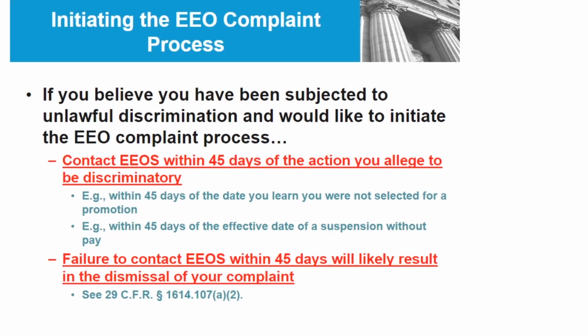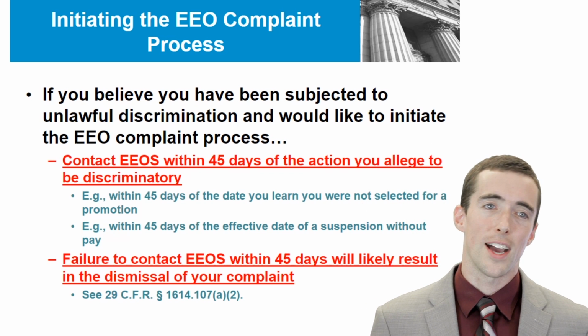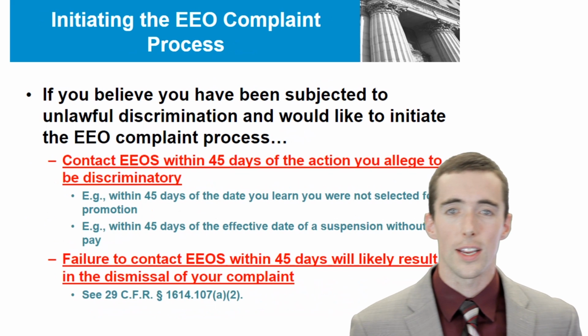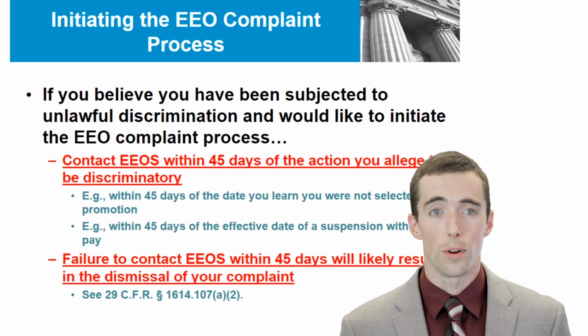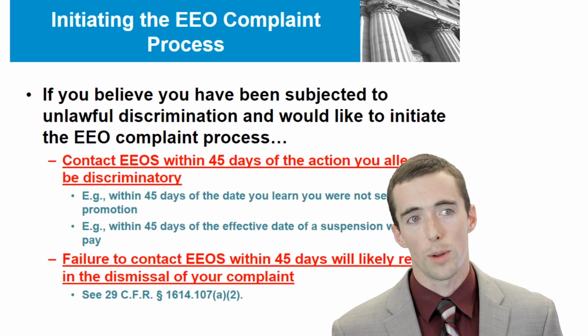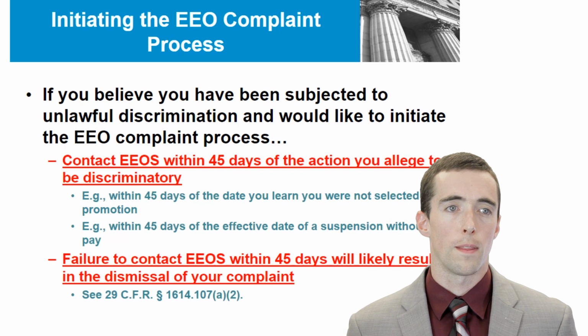For example, if you believe you were not selected for a promotion on the basis of your sex and you wish to initiate the EEO complaint process, be sure that you contact EEOS within 45 calendar days of the date that you learned you were not selected for the promotion. Failure to contact EEOS within 45 calendar days will likely result in the dismissal of your complaint, so it's very important that you contact our office within that time frame if you wish to pursue a complaint.